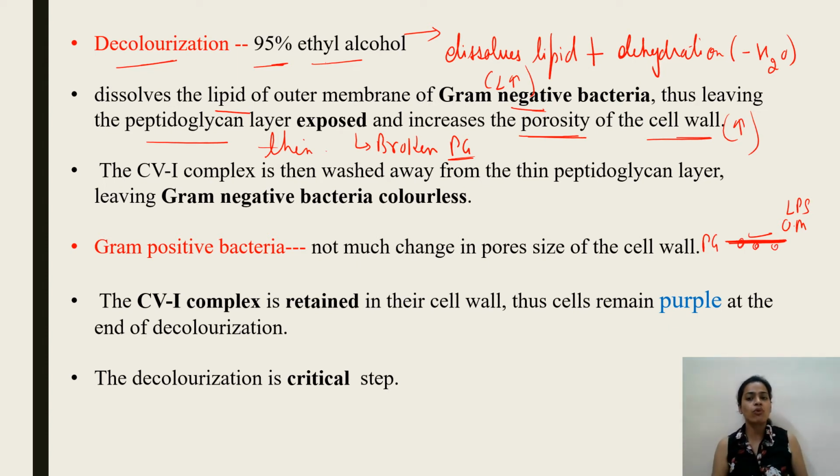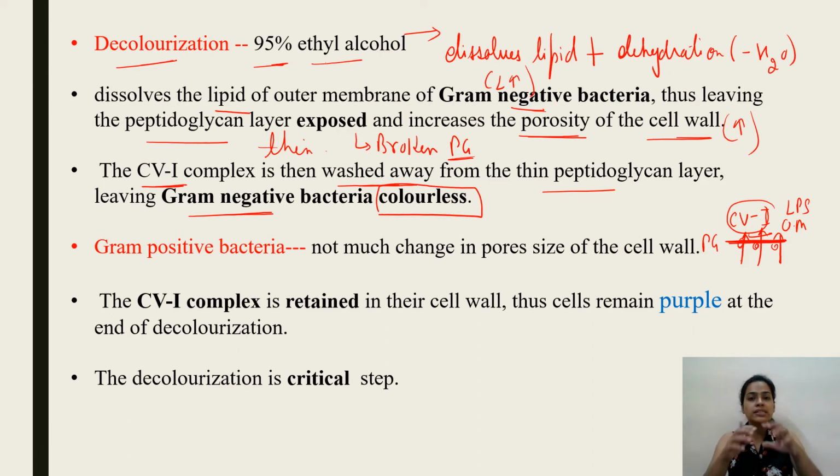Okay, and as a result, what will happen? The complex of crystal violet and iodine will now become free to leave the cell in the case of the gram negative bacteria. The crystal violet-iodine complex is then washed away from the thin peptidoglycan layer, leaving the gram negative bacteria colorless. Once the outer membrane lipid is gone, the peptidoglycan is lysed and pores are created, and the trapped crystal violet will be released out of the membrane. Now this happens in the case of the gram negative bacteria.